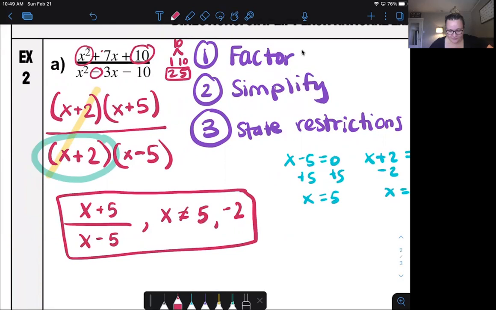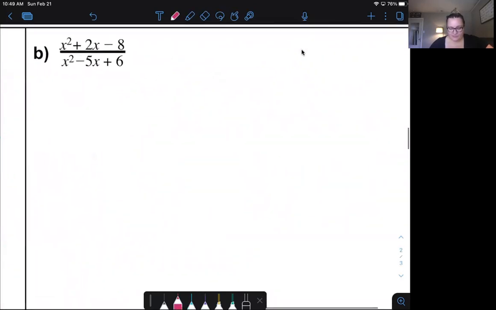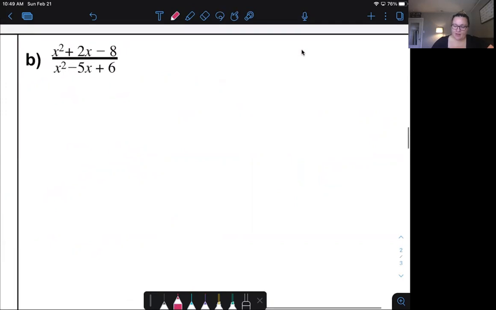All right. Why don't you give part B a shot on your own? So x squared plus 2x minus 8 all over x squared minus 5x plus 6. Before you give this a shot on your own, let me remind you how to factor by grouping. So you take a times c, so you'd have 1 times 8. Then you take your factors of 8, and you pick factors that will add or subtract to give you b.